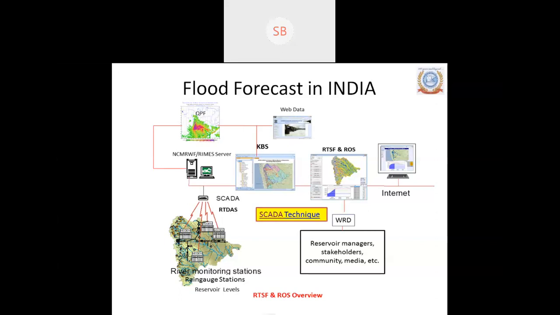These techniques are available even in India, but we are not using them for our hydrological flood applications. We still depend upon the GSM network. So many times we lose the vital information.